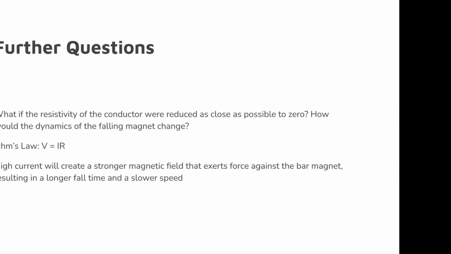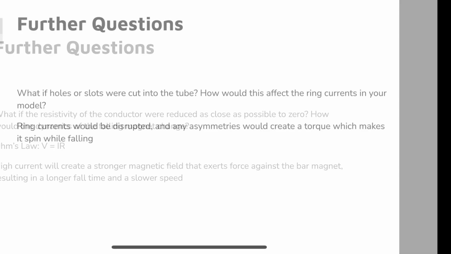Some further questions. What is the resistivity of the conductor? What if the resistivity of the conductor were reduced as close as possible to 0? And how would the dynamics of the falling magnet change? So we have to remember Ohm's law for this one. So essentially, high current is going to create a stronger magnetic field, and thus it's going to exert a stronger force against the bar magnet as it falls, resulting in both a slower speed and a longer fall time.